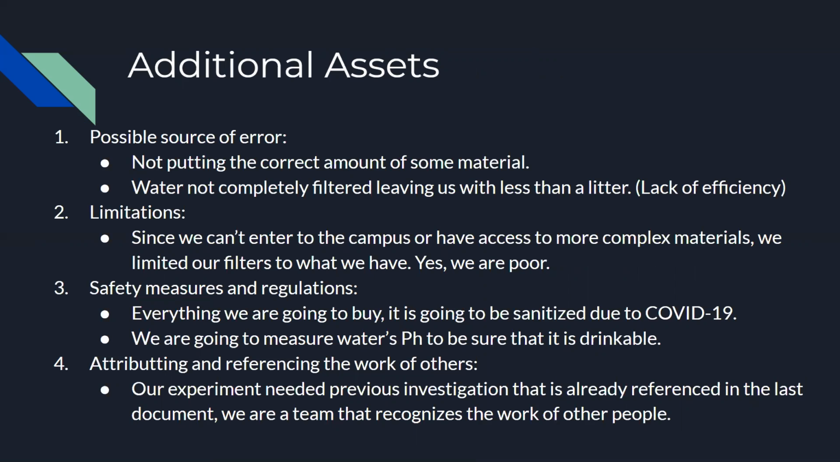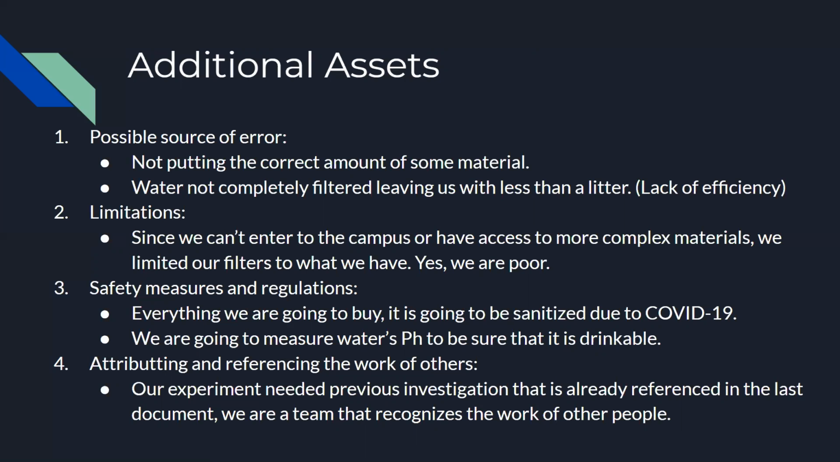Finally, some additional aspects we have to consider. First one is the possible sources of error. Some mistakes that we could make are because we are not going to put the correct amount of some material, or water is not going to be completely filtered, leaving us with less than the liter that we put at the beginning.